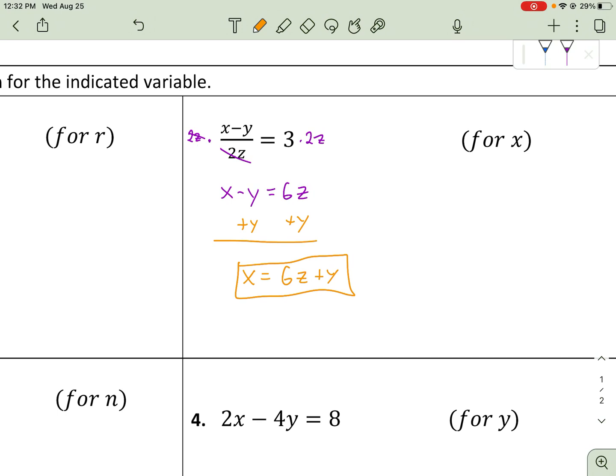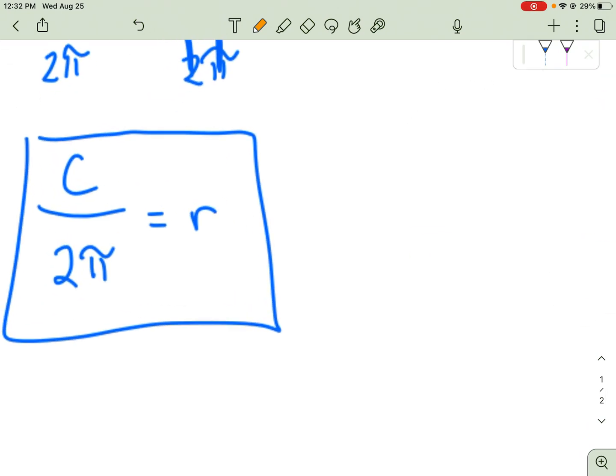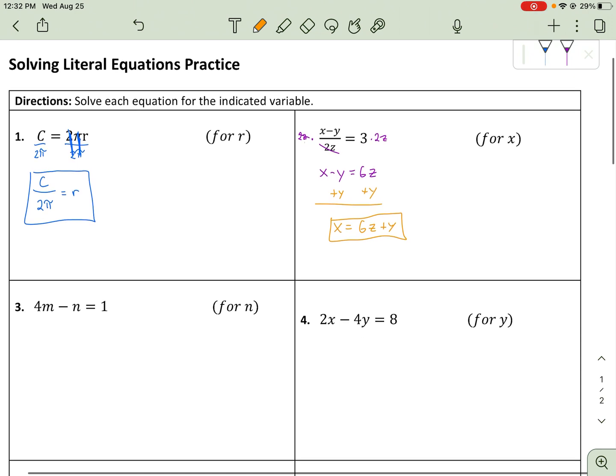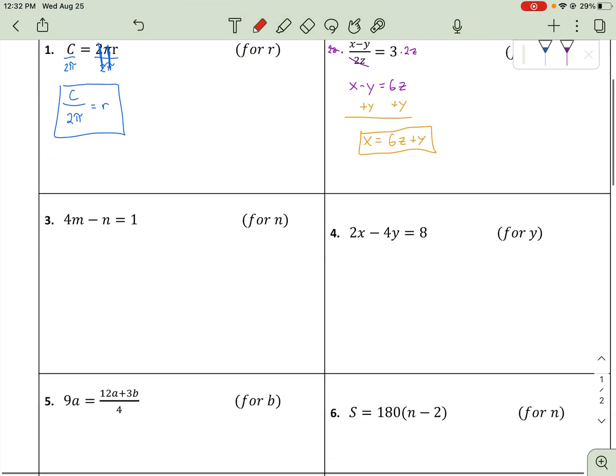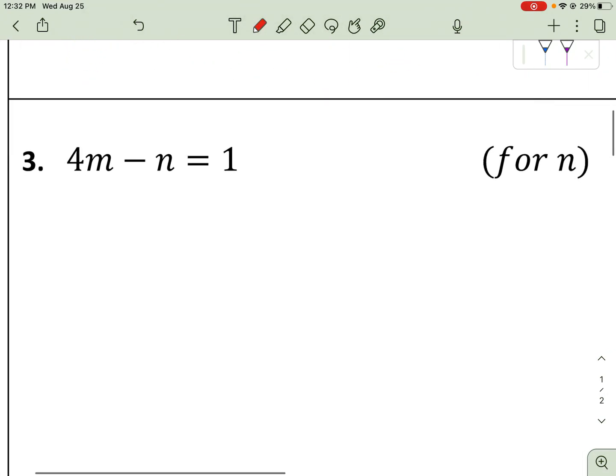Notice how on this problem we got x equals, and over here we have equals r, like r is on this side of the equal sign. That doesn't matter. You can get x or r, whatever variable you're solving for, by itself on either side. It makes no difference. All right, number 3, we're going to solve for n. This is similar to what we're going to do in the next section, which is when we solve equations for y so that we can graph them easier.